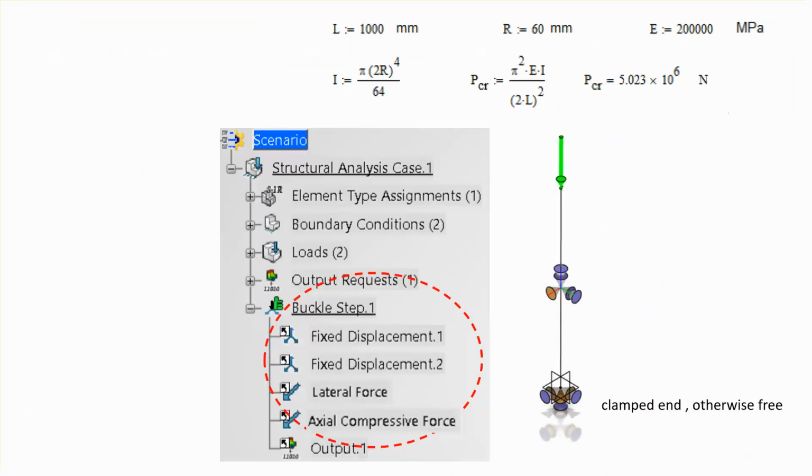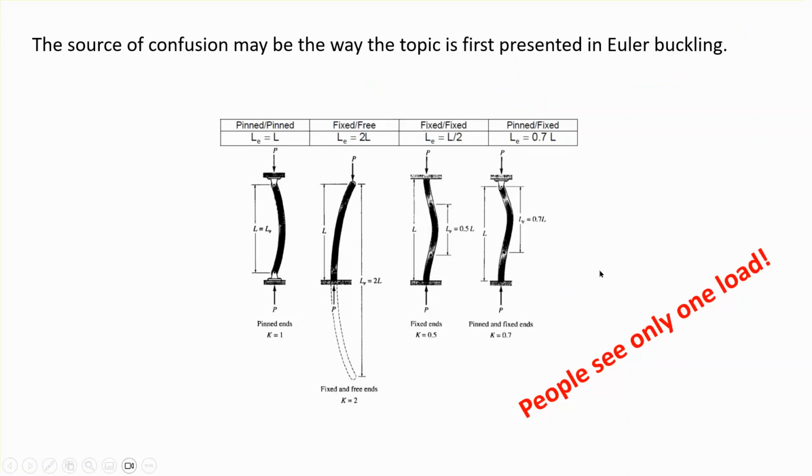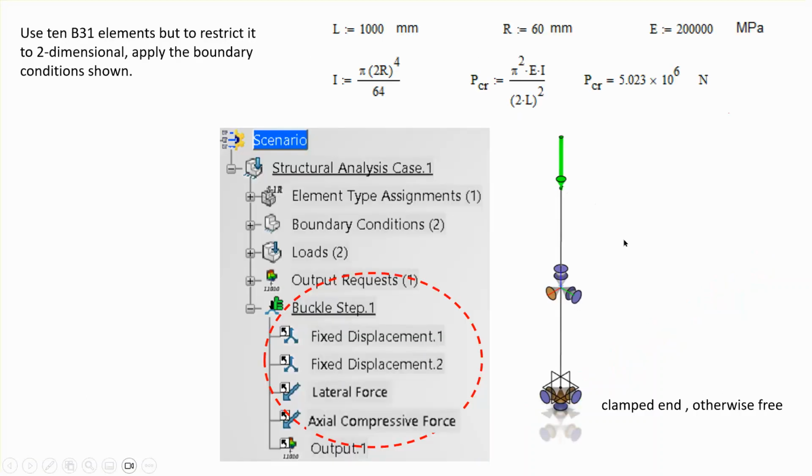The reason that there is a source of confusion on this particular issue is that when the concept is introduced to them as an undergraduate, there's only a single load acting, and they're usually introduced to it in the context of the Euler buckling problem, which is shown here. But there's only a single load that is acting. So in tutorial 4, I did this problem, and there was a single force acting downward, compressing the beam.